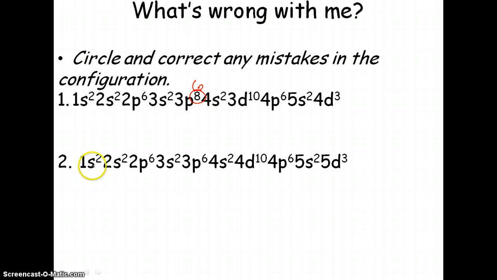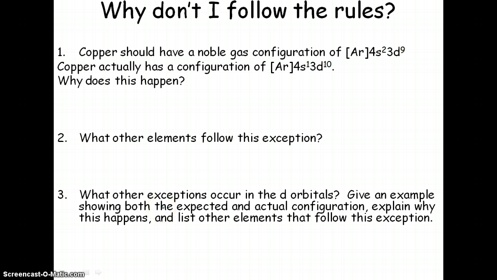All right, the next one is 1s2, 2s2, 2p6, 3s2, 3p6, 4s2, should be 3d10, 4p6, 5s2, and then that should be 4d3. Okay? All right.